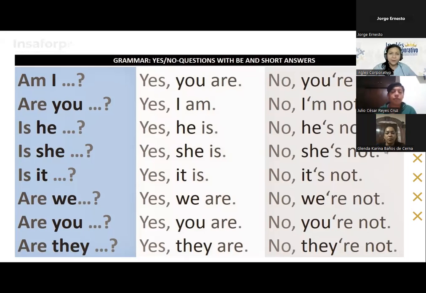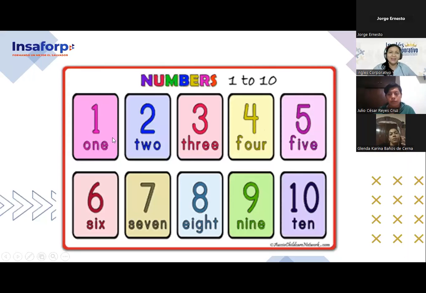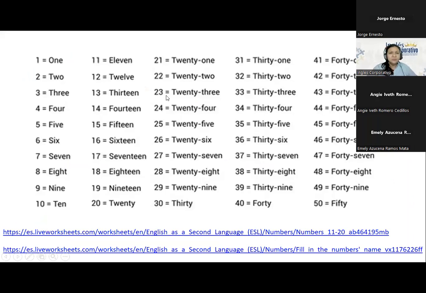Now, today we are going to study the numbers. I know you know the numbers in English, right? Because we learn the numbers in English when we are just kids. 1, 2, 3, 4, 5, 6, 7, 8, 9, 10. Okay, the numbers from 1 to 10. But what about the numbers from 1 to 50?